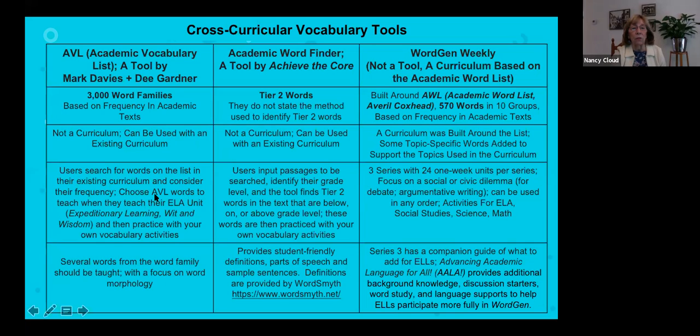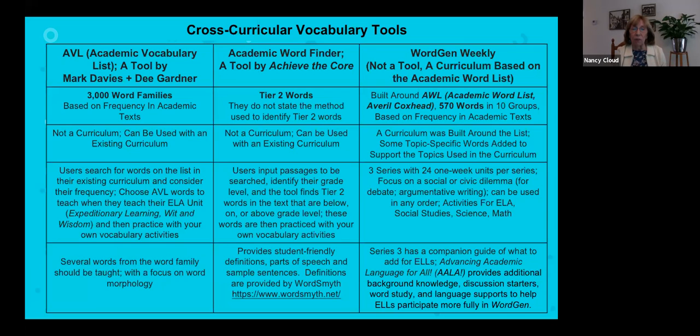And what you do with the AVL list, and this is what I was hoping you would practice, is you search for words on the list from a chapter or from several pages of a chapter. You see if it's on the list, then you see its frequency, and then you decide. Nobody else decides for you what words to work on of all the words that you find. So if you're using Expeditionary Learning or Wit and Wisdom, you would search for words. It does take a little bit of time, but you get better at it over time in terms of guessing what words are likely to be on that list.